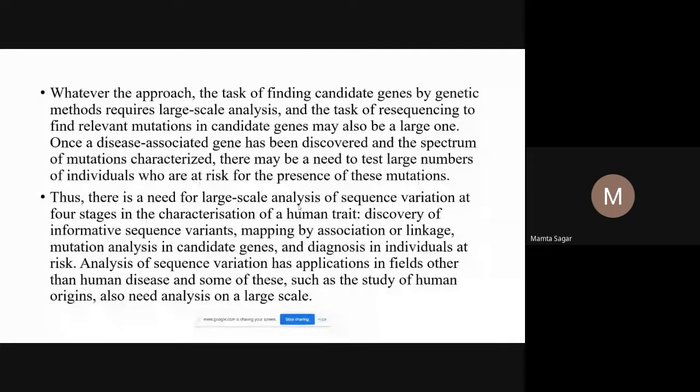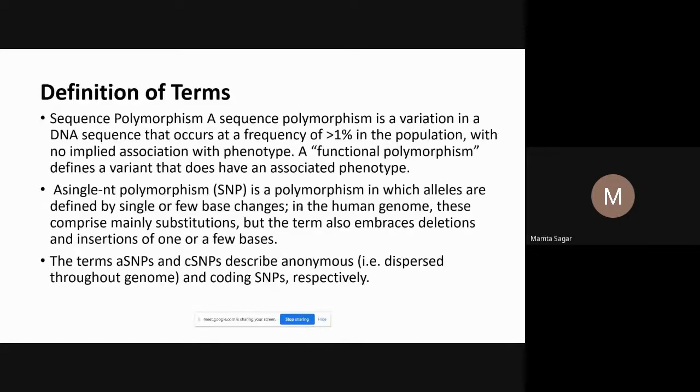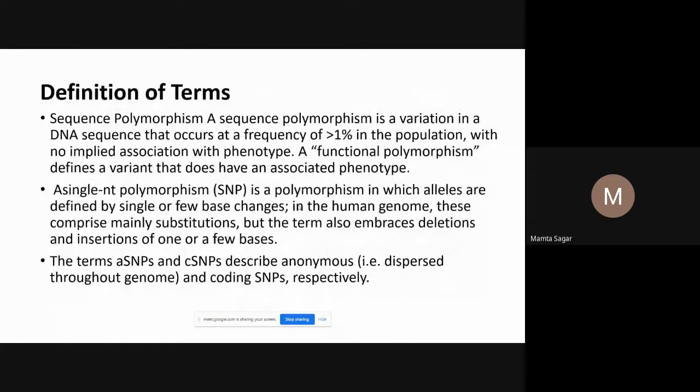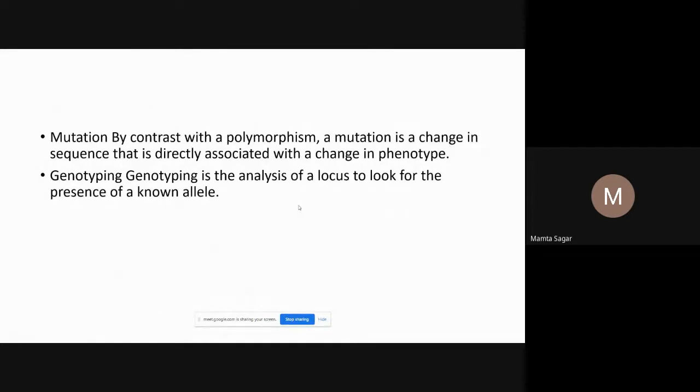Okay. So analysis of sequence variation has application in fields other than human disease also. Other than humans, we also use these types of studies in plants. So this needs to be done at a large scale. Today we have studied the introduction to variation. In the next class, we will discuss SNPs and the different definitions related to sequence variations.